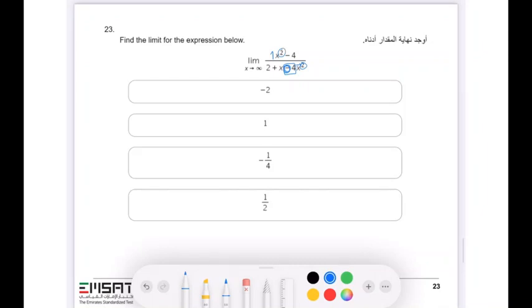So the answer would be the ratio of the coefficients. So let's see the leading coefficient in the numerator, which is 1. The leading coefficient in the denominator, which is negative 4. Do not forget about the negative sign. It is very important. So which one is the answer? It is this one.